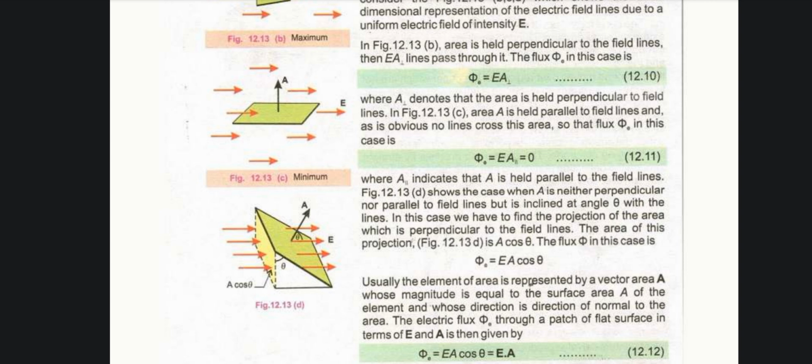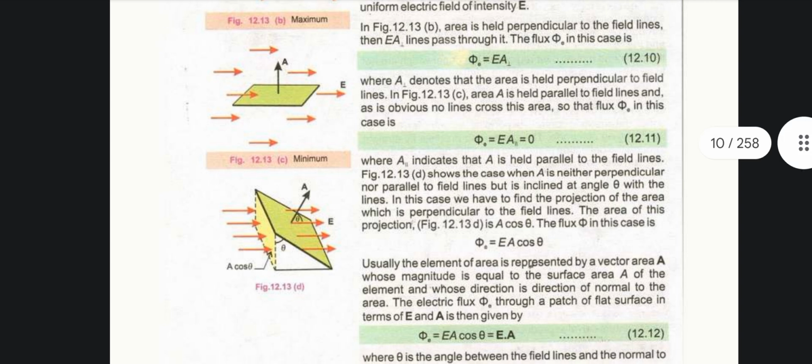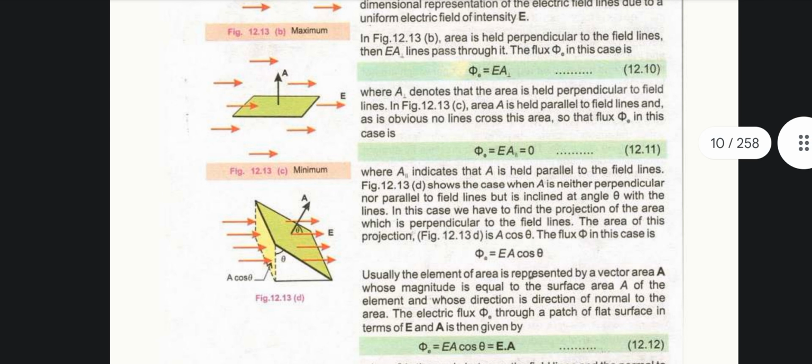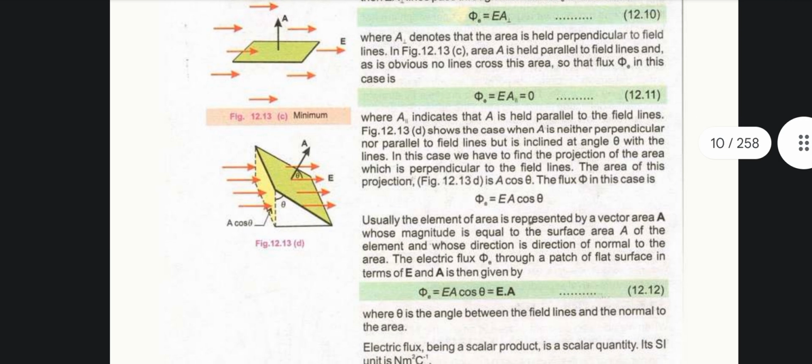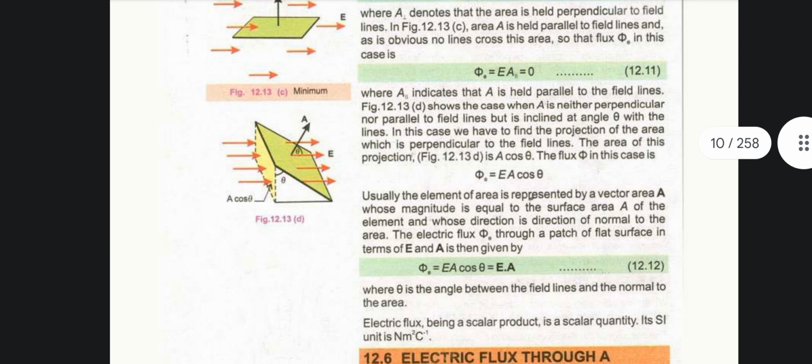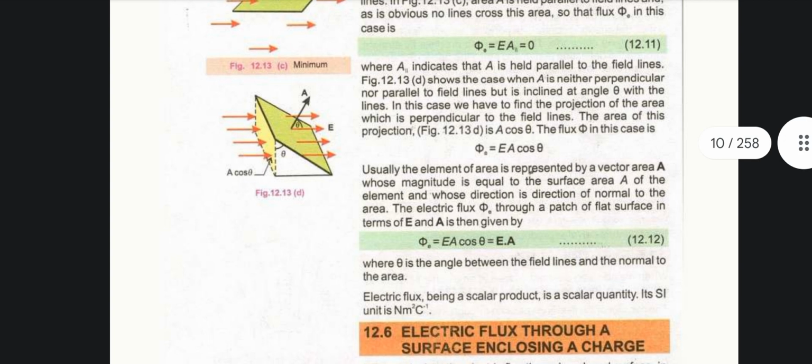In figure 12.3c, area A is held parallel to the field lines and it is obvious no line crosses this area. So the flux in this case is phi E equals 0, and A parallel indicates that A is held parallel to the field lines. Figure 12.3d shows the case when A is neither perpendicular nor parallel to the field lines but is inclined at an angle theta with the lines. In this case, we have to find the projection of the area which is perpendicular to the field lines. The area of this projection is A cos theta. The flux phi in this case is EA cos theta.